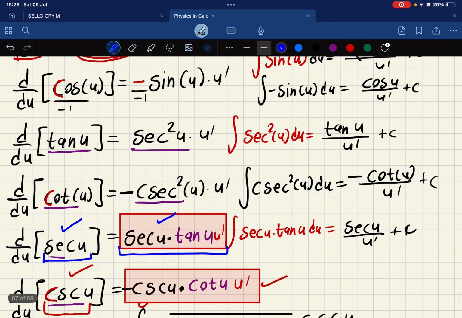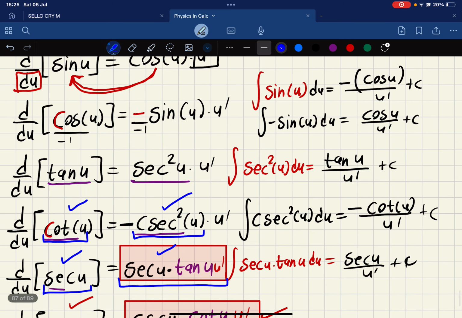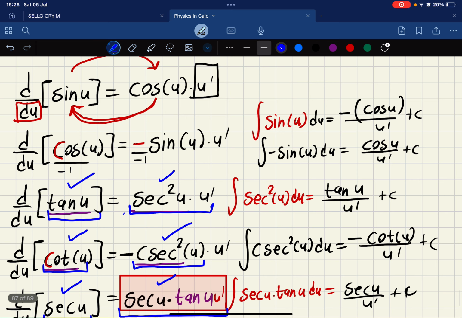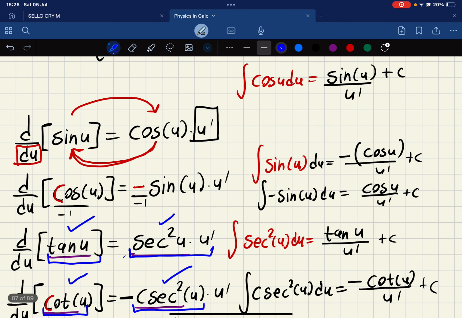Even here, the integral of this thing is this. That does not mean that the integral of this one is this one. Understand? Let's come here. The integral of this thing is this thing. That does not mean the reverse. I will show you how to integrate this. Even here, the integral of negative sine u is positive cos u. That does not mean that the integral of cos u is equal to negative sine u.